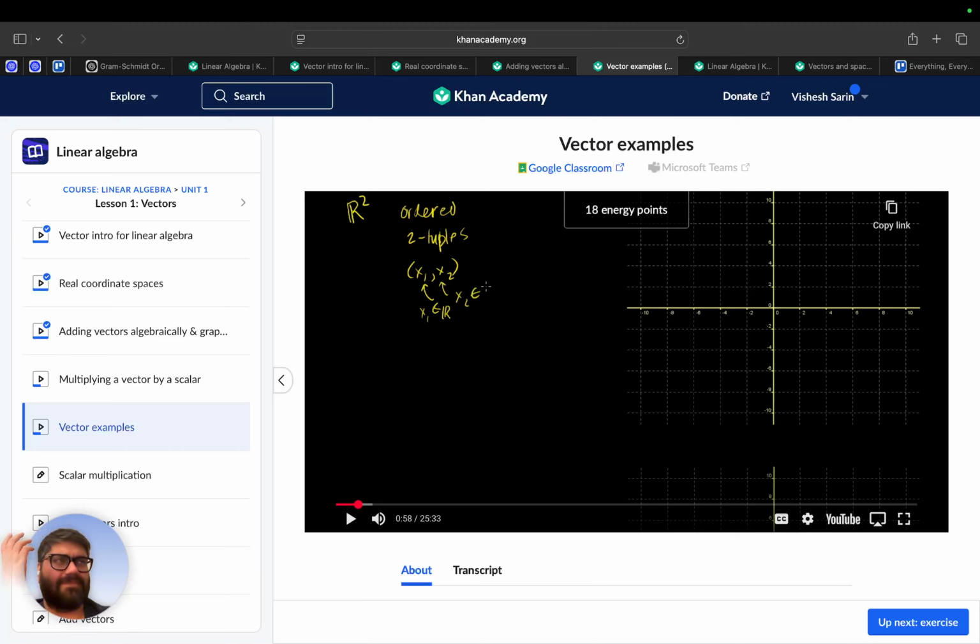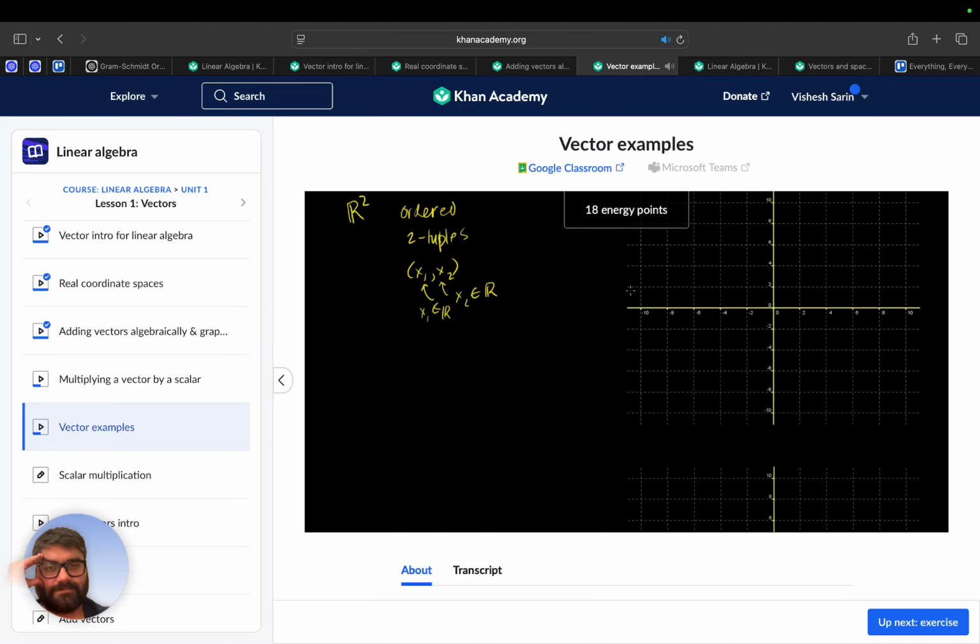I always thought it was subset of or something. The reals, and just to give you a sense of what that means, this right here is my coordinate axes, and I want to plot all my x1s, x2s, right?